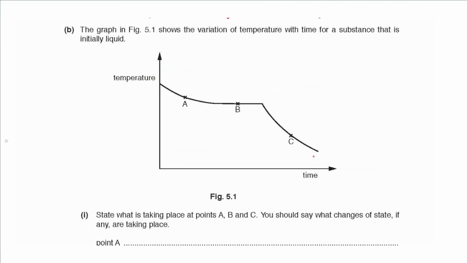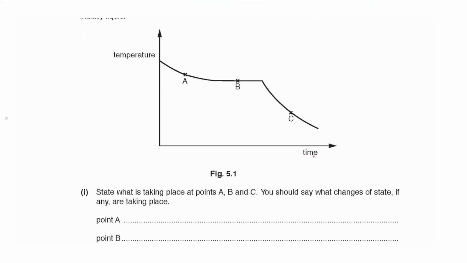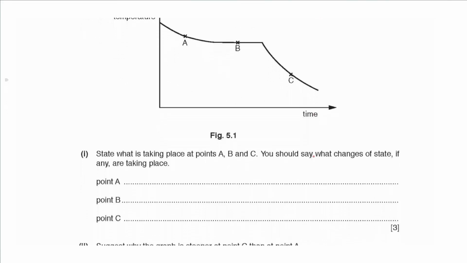Section B says the graph in figure 5.1 shows the variation of temperature with time for a substance that is initially liquid. State what is taking place at points A, B, and C. You should say what changes of state, if any, are taking place. So for A, that's a change in temperature, or we can say decrease in temperature in liquid state, since we started with liquid. In B, the temperature is constant. That means that there is a change in state and we started with liquid and the temperature was going down.